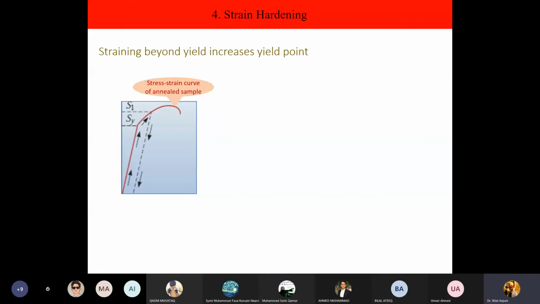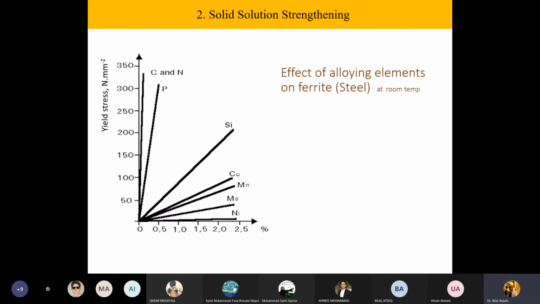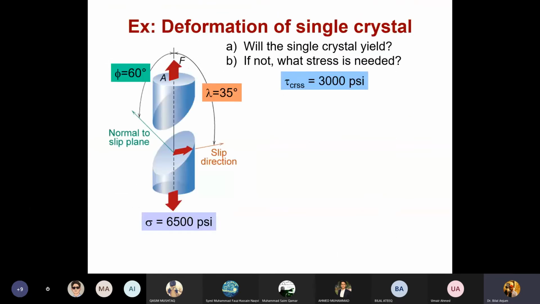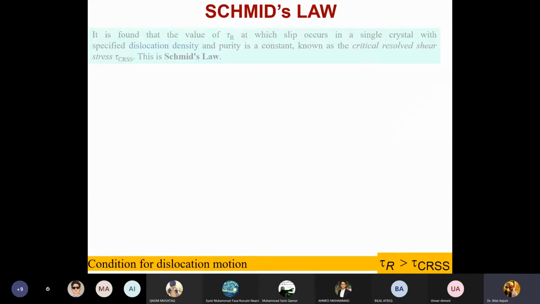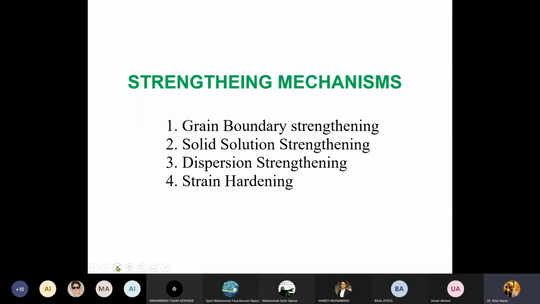Great. So we had looked into three of the strengthening mechanisms. We had grain boundary strengthening, in which we saw that the smaller the grain size, the higher the resistance to dislocation motion, and thereby the increase in the strength of the material. Then there was solid solution strengthening.